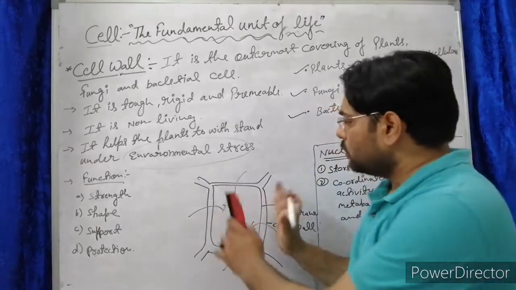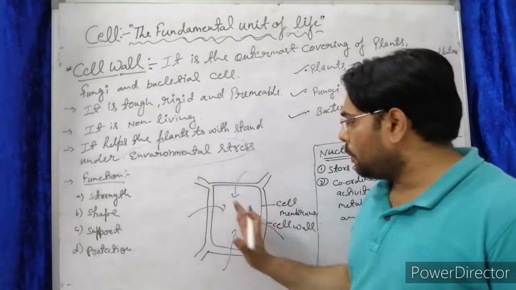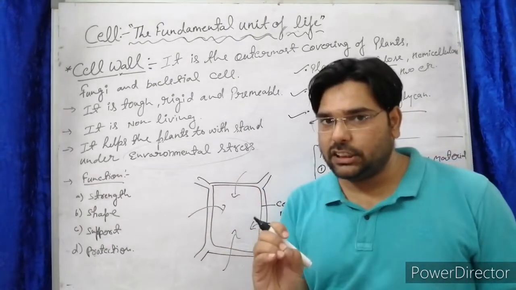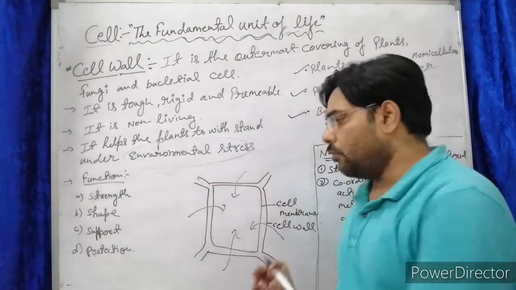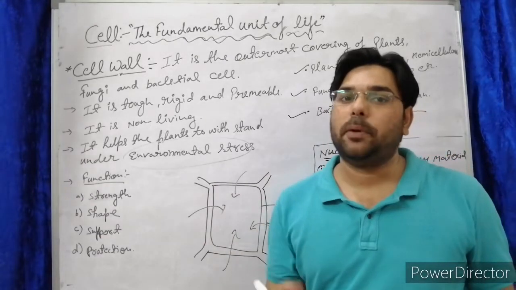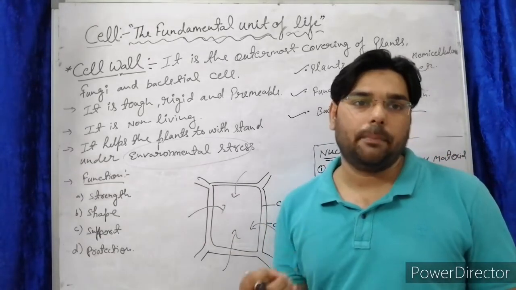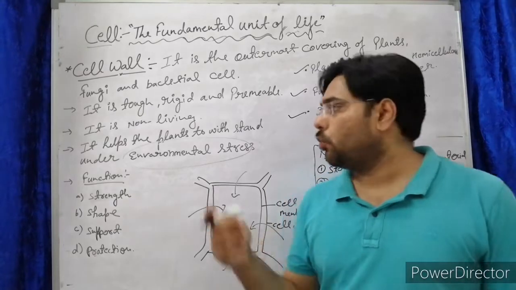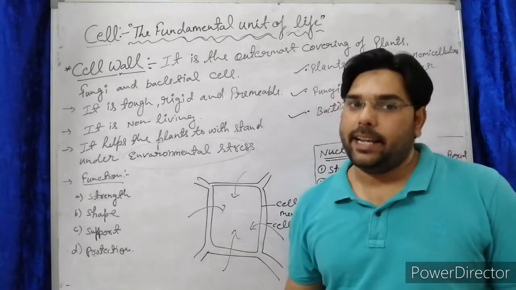The water goes into the cell, but the shape of the cell doesn't change due to the cell wall. So the cell wall is the additional protection given to the plant cell, bacterial cell and fungi cell to withstand environmental stress.